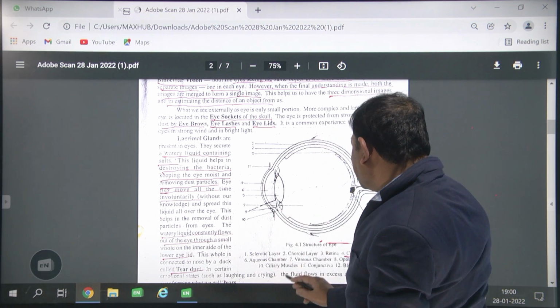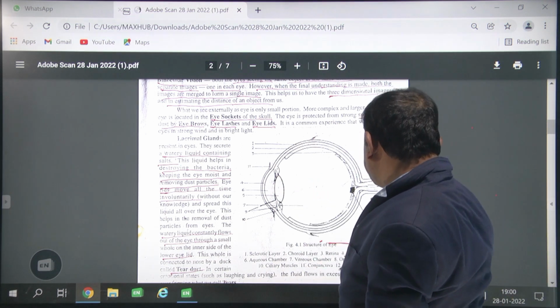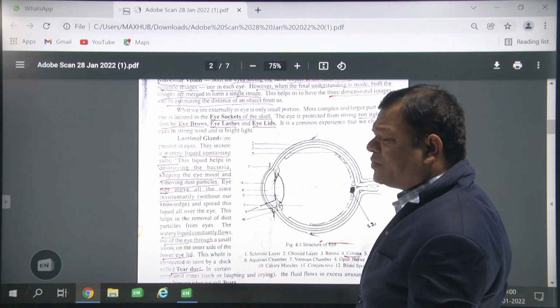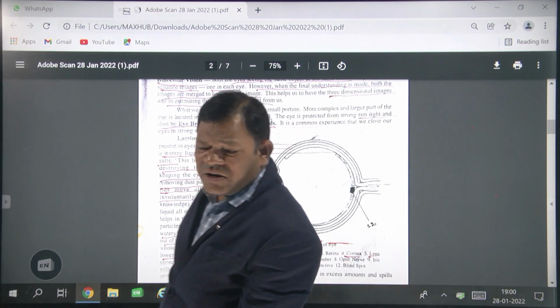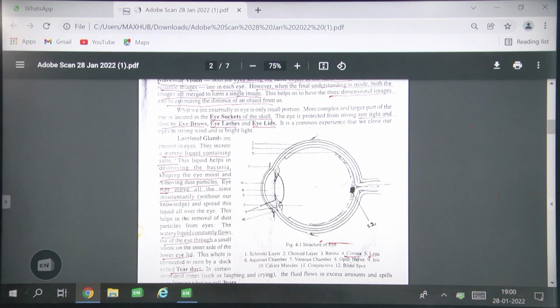And 10th one, ciliary muscles. 11th one, conjunctiva. And 12th one, blind spot. These are the parts we can see in the eye. What are the parts you can see? Tell me.